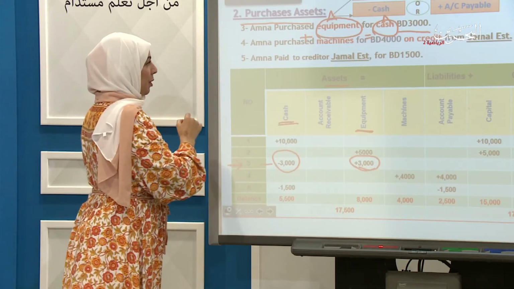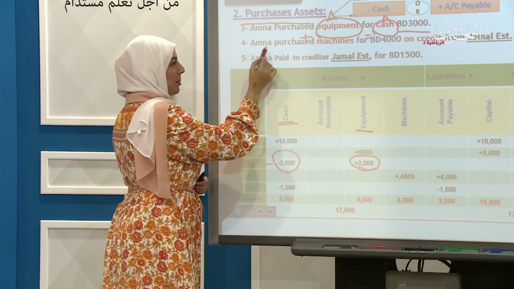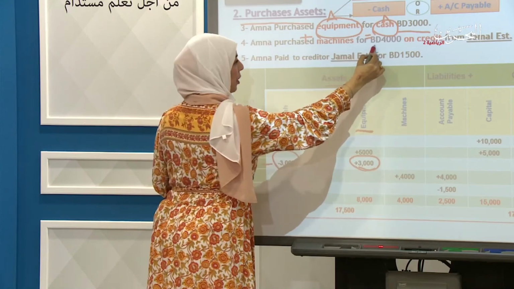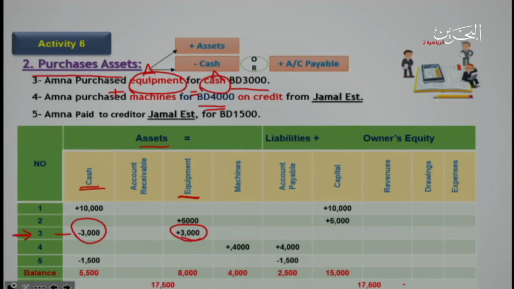Shifting to the fourth transaction, Amna purchased a machine for 4,000 on credit from Jamal establishment. If I buy a machine, the machine for my company will increase, and on credit, so I know that I didn't pay for this machine.